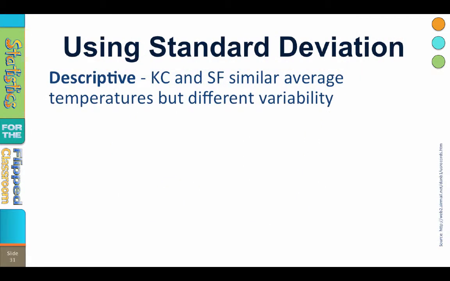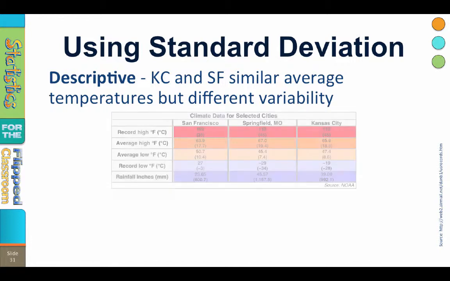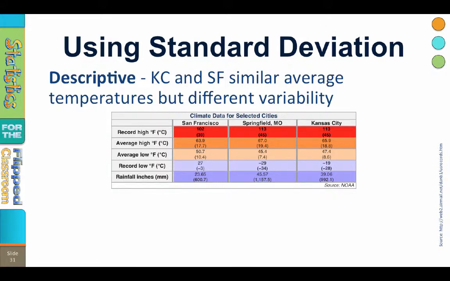The standard deviation gives us additional information that is not provided by the mean. Without this additional information provided by the standard deviation, the mean could create a misleading conclusion. For example, the average high temperature in San Francisco is 63.9 degrees, very similar to the average temperature in Kansas City, Missouri of 65.9. The average low is 50.7 in San Francisco and 47.4 in Kansas City. So San Francisco and Kansas City must have very similar climates, right?